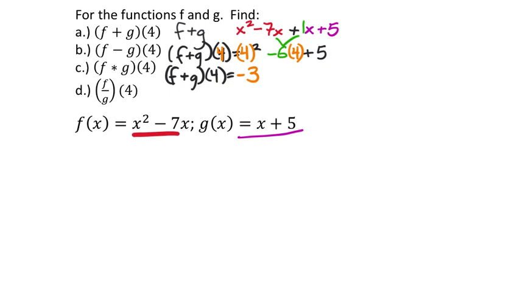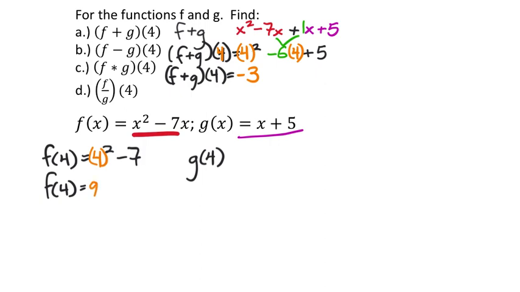See how it's f with some kind of operation with g of 4? We can actually just find f of 4 and then g of 4 and then operate with these two, okay? Because if it says to subtract them, we could subtract those. If we wanted to multiply them, we could. If we wanted to divide them, we could. So I'm just going to find f of 4 first. So that'd be x squared minus 7x. But of course, it's telling us the x value is 4. So I'm going to say we got a 4. 4 squared, 16, minus 7, 9, boom. So f of 4 equals the 9.